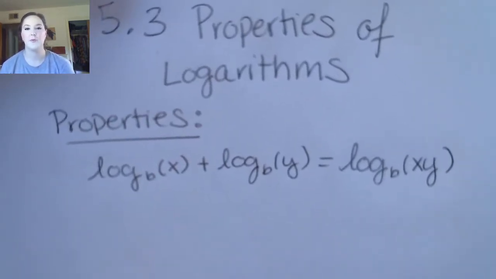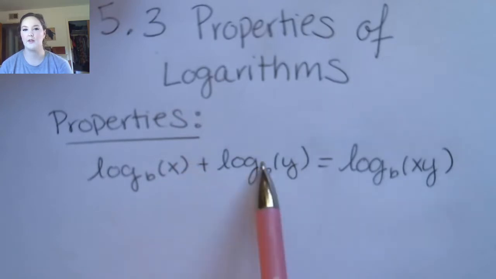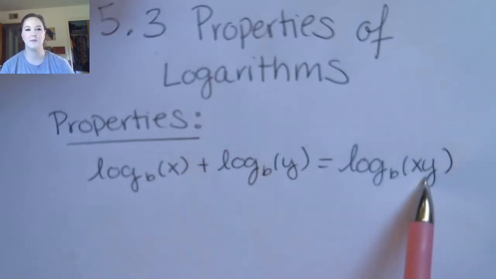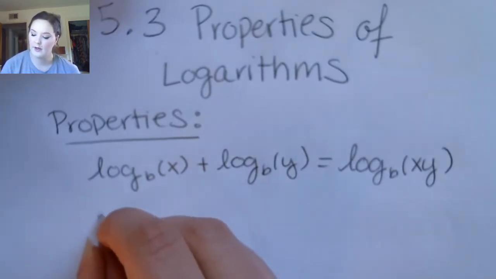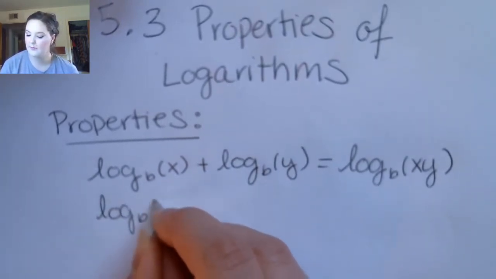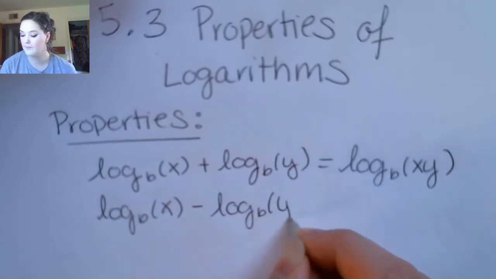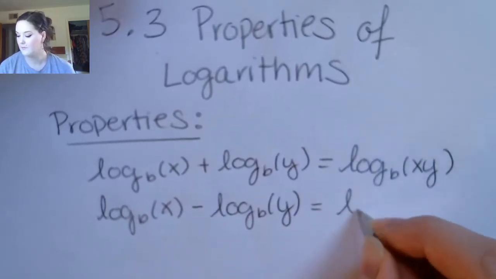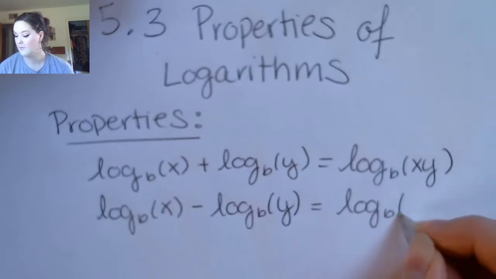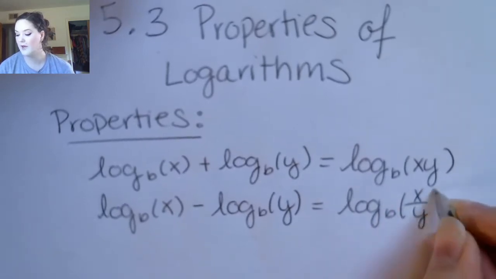Okay, so the first property has to do with when you are adding two logs. This is the same as multiplying the interior part here. Okay, if you're subtracting them, okay, that's the same as dividing the inputs.